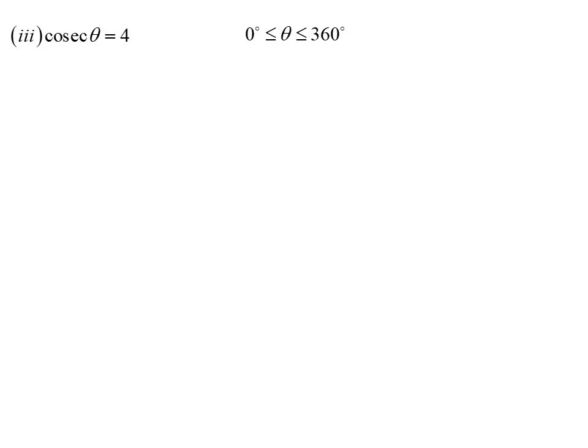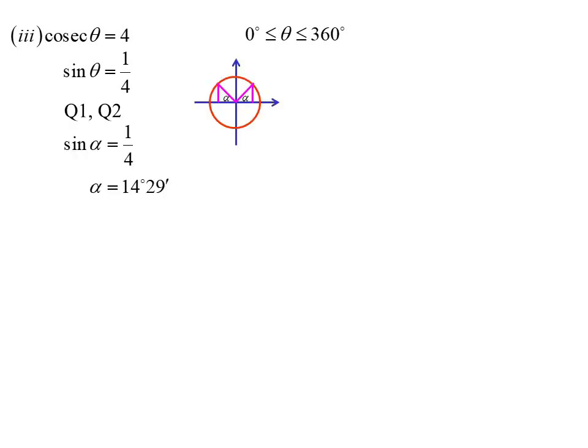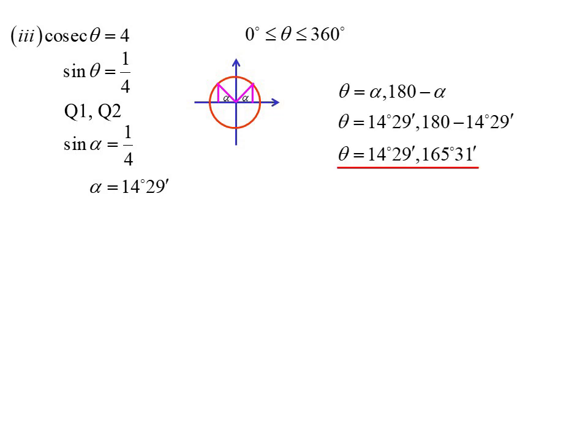Cosec. Unfortunately, we don't have a cosec button on the calculator, so we have to change it. It becomes sine is a quarter. But then, of course, it just becomes the same thing. And in this case, the first and the second quadrant, work out the acute angle. So therefore, we have our two answers.